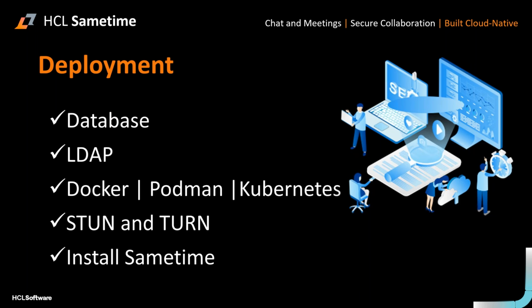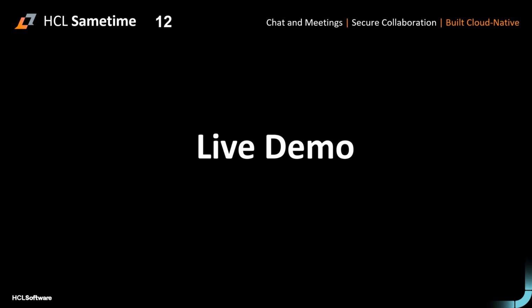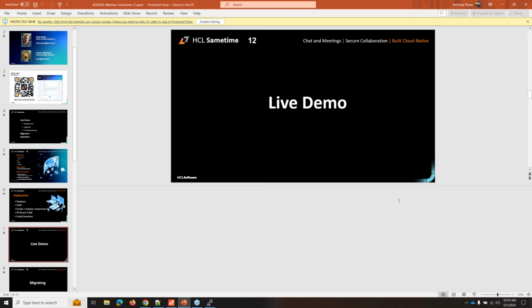Whether or not I'm going to deploy on Docker, Podman, or Kubernetes. Whether or not I need to make any modifications for STUN and TURN. My network requirements, in other words, specifically for the audio video flow, and then we'll install Sametime. That's all it generally takes. So let's get straight into a live demo.